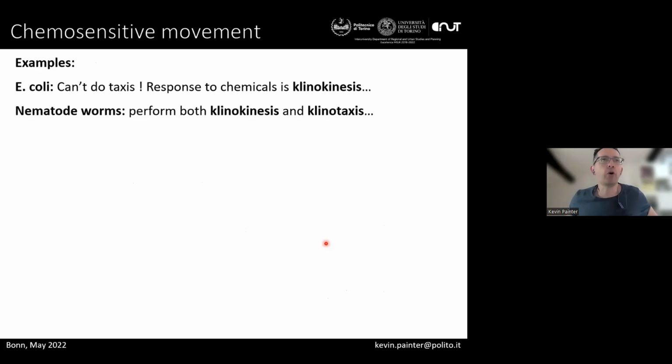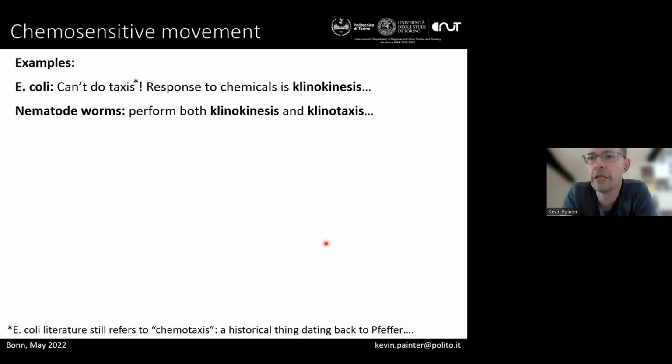So, just to give a couple of examples: that E. coli that I talked about earlier can't do taxis. Their response to the chemical is a clinokinesis one. They change their turning frequency in response to the concentration that they're perceiving. If you take something like nematode worms, which are very small organisms, multicellular but still on a very small scale, they also have a very strong chemotaxis response, and their movement actually combines some of these things. They perform both clinokinesis and clinotaxis.